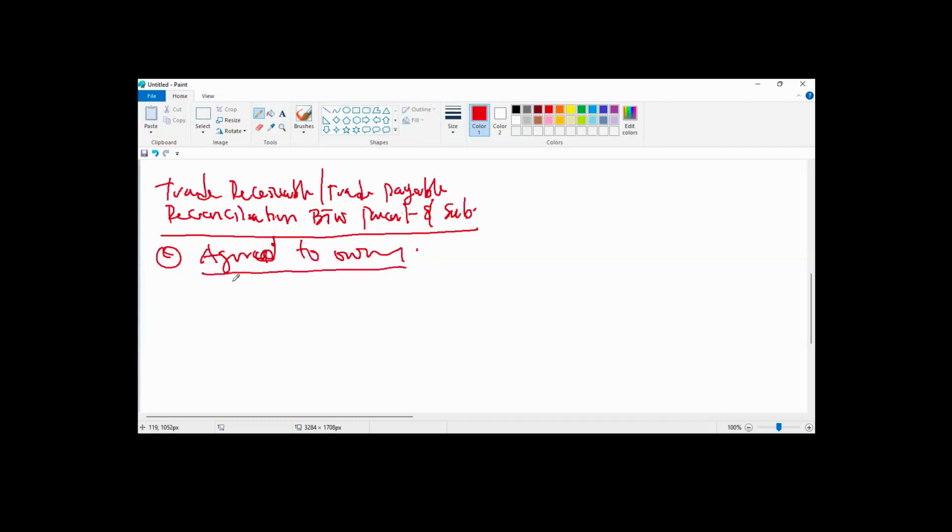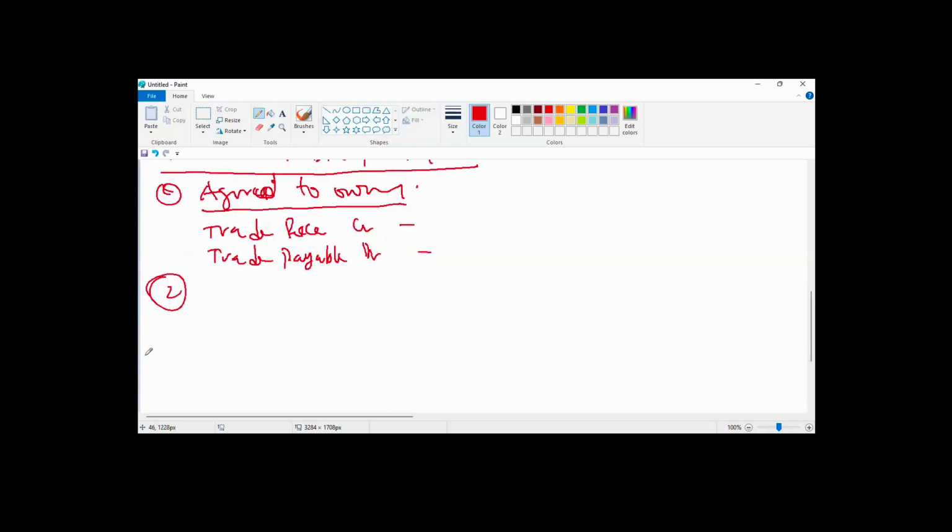There will be nothing in transit. Trade receivable, credit minus. Trade payable, debit minus. This is it. The second one, the second way it can be tested: total cash or inventory in transit. This is the second way.